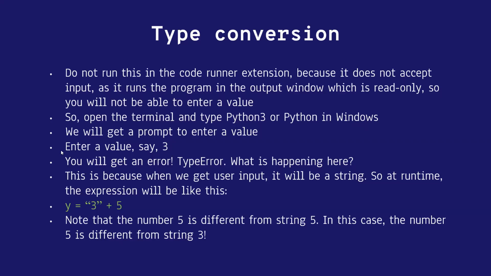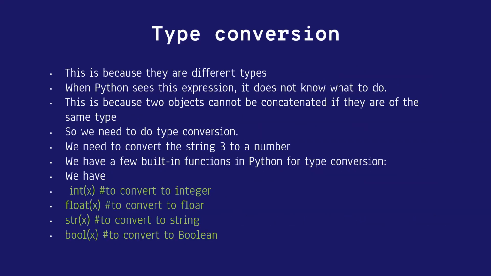Now, this is because when we get user input, it will be a string. So at runtime, the expression will be something like this: y equals string 3 plus 5. Note that the number 5 is different from the string 5. This is because they are different types. When Python sees this expression, it does not know what to do. This is because two objects of different types cannot be concatenated. So we need to do what we call type conversion. We need to convert the string 3 to a number.